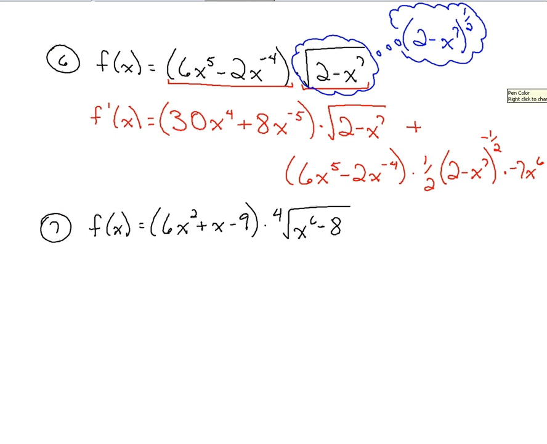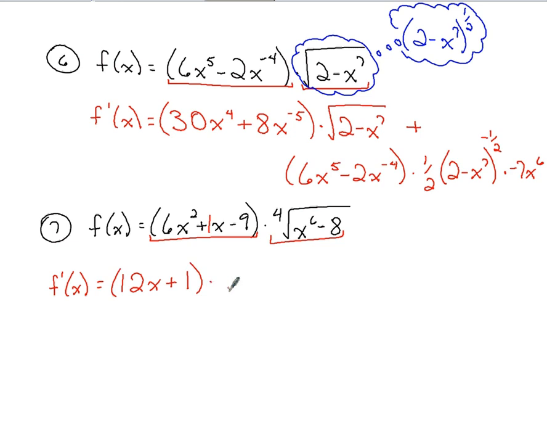All right, so 7, being like 6, we've got a product. We've got this piece multiplied to this piece. So following the product rule again, f prime of x is going to equal the derivative of the first piece. So that's going to be 6x squared would be 12x, the first. Got plus x here, so that's a 1x. We'll say plus 1 as the x drops out. The 9 goes to 0. This entire quantity here represents the derivative for the first part.